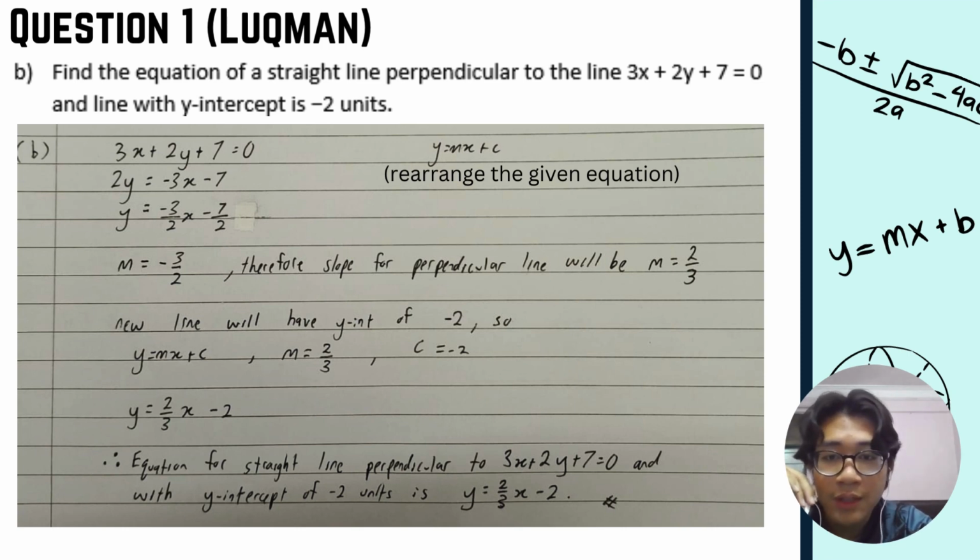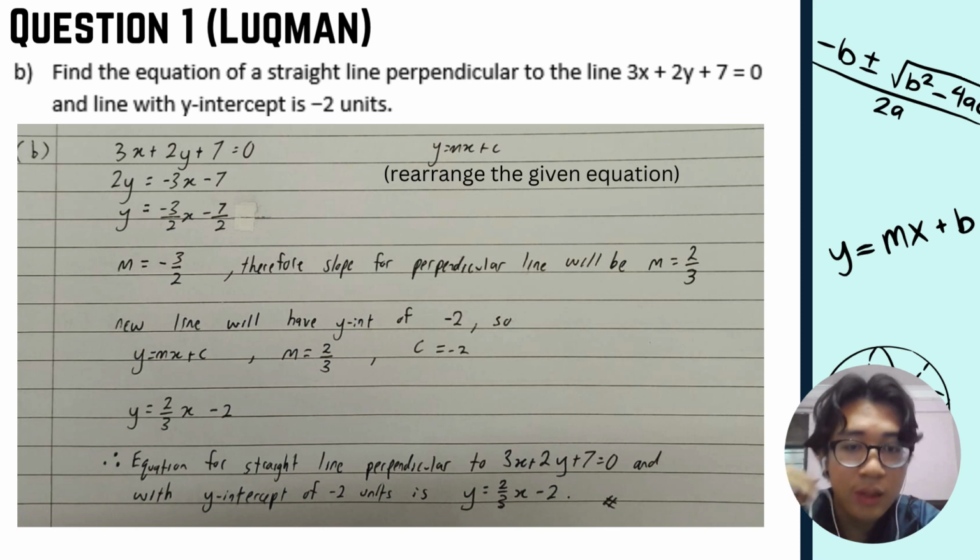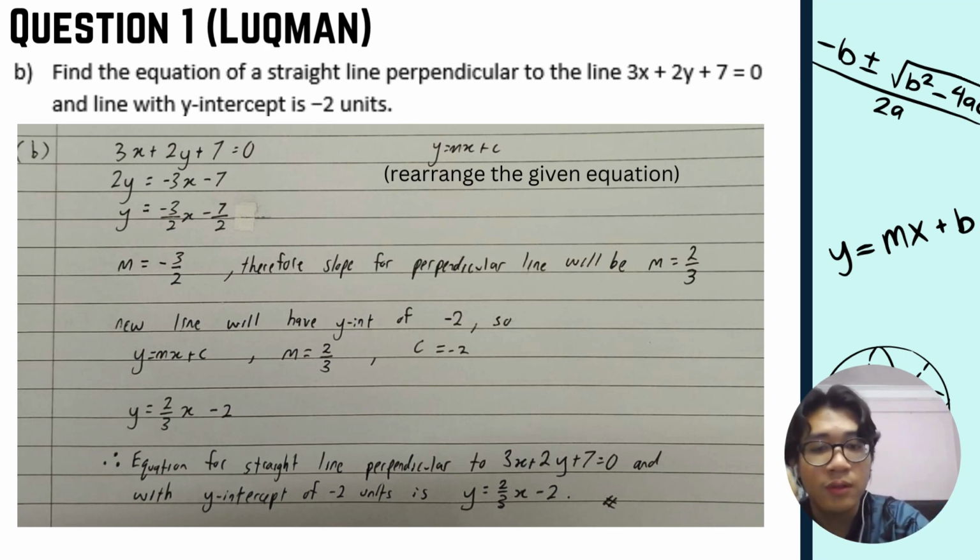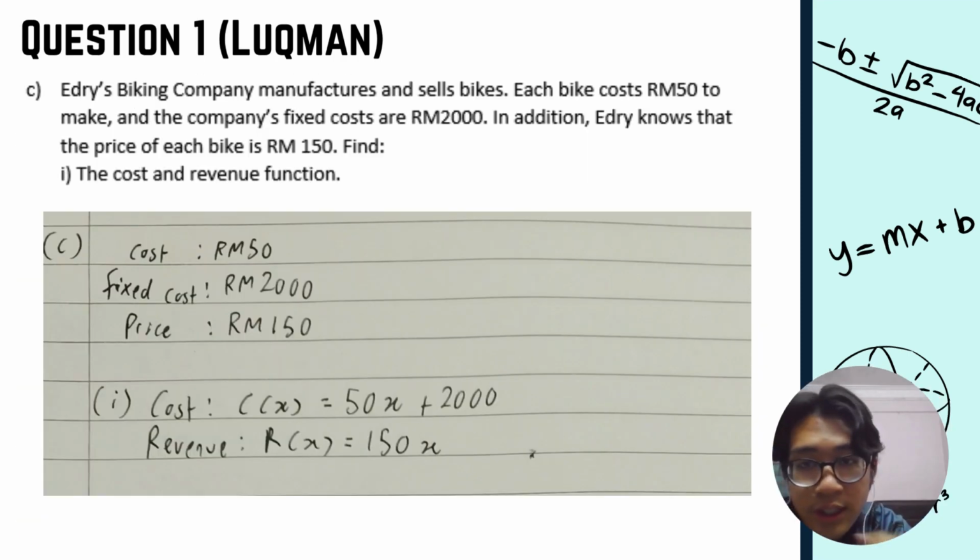So now, after substituting, we are going to get y equals 2/3 x minus 2. Therefore, the equation for the straight line perpendicular to 3x plus 2y plus 7 equals 0, and with y-intercept of 2 units, is y equals 2/3 x minus 2. So now we got to question 1c.